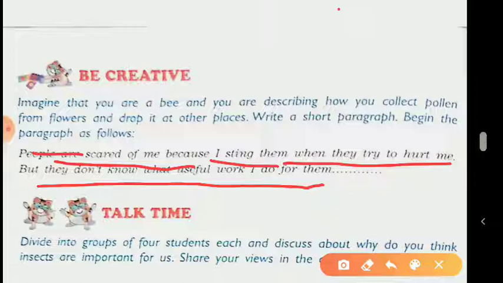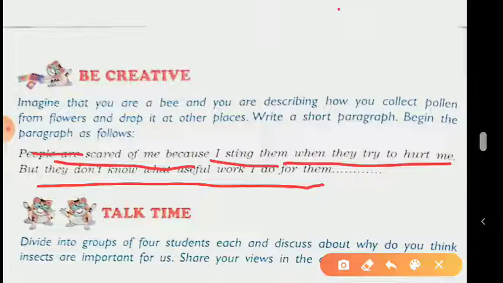The second reason is they buzz when they carry pollen from one flower to the other flower. And the third reason is the buzz is also the sound of the bee breathing, because children, bees have got a segmented body, and when the air passes through the segmented body, it makes a buzzing sound. So we have read about the three reasons why bees make a buzzing sound.